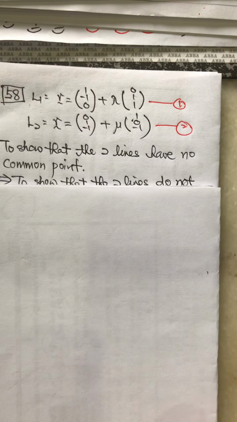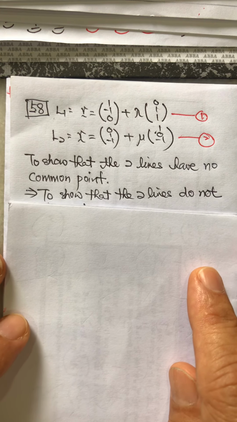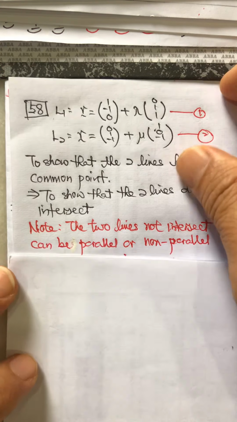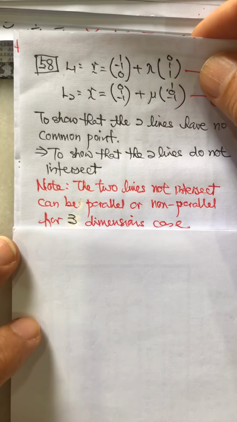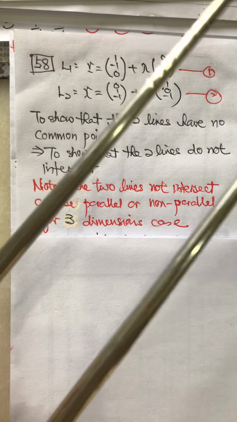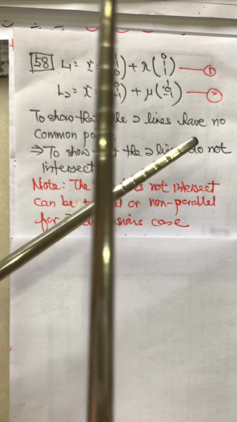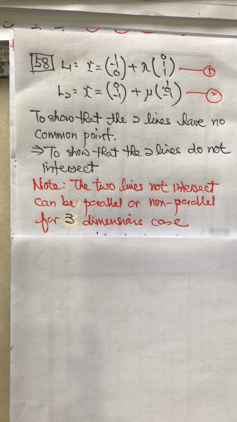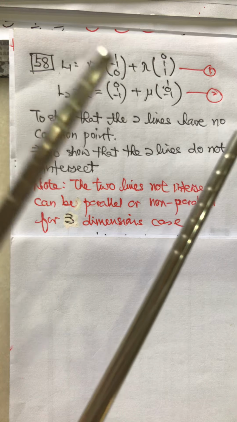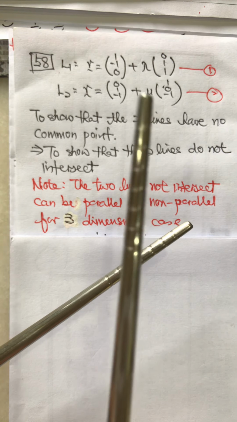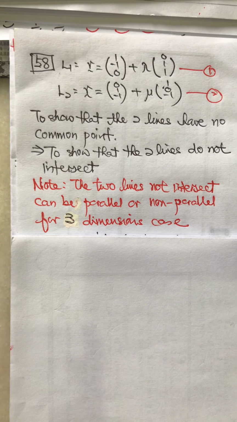So from here you can see that to show that the two lines have no common point, we are going to show that the two lines do not intersect. To note, two lines that do not intersect can be parallel or non-parallel, for the three-dimensional case. They can be parallel like that, so they don't intersect, or they are not parallel but one is on top of the other, so they don't intersect either. Parallel lines of course cannot intersect, and not parallel but one on top of the other, they cannot intersect either.